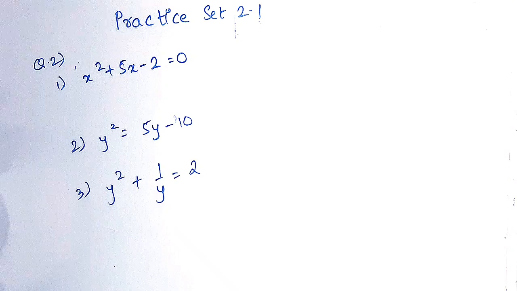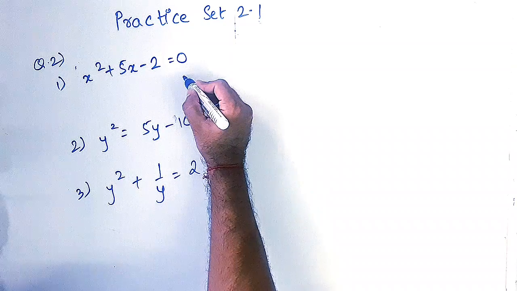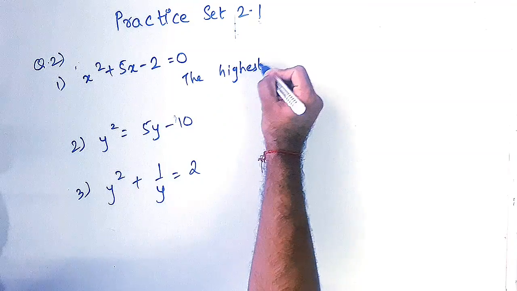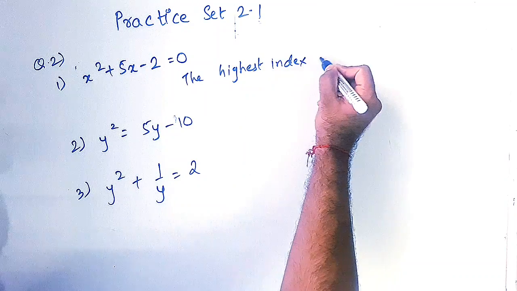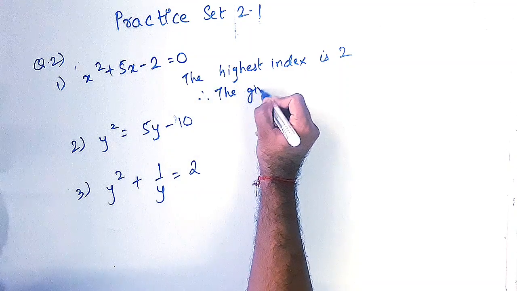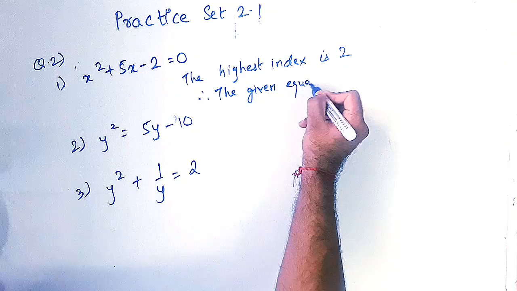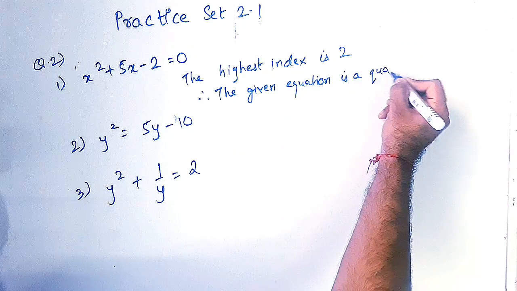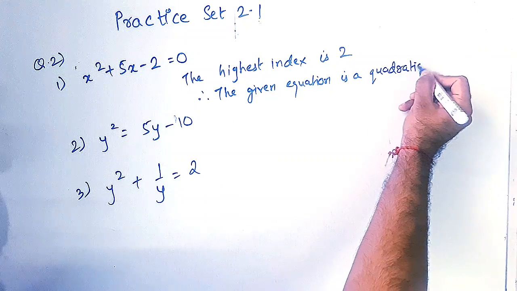Okay, so children, you can see x square plus 5x minus 2 equals 0. They have asked to check whether it is a quadratic equation or not. Here the highest index is 2. Therefore, the given equation is a quadratic equation.